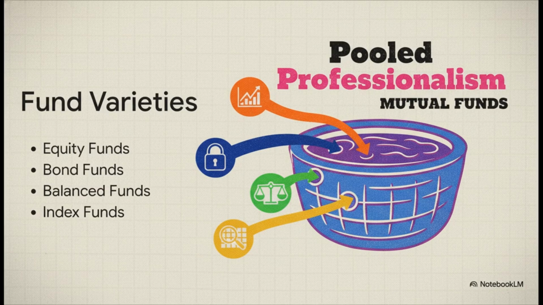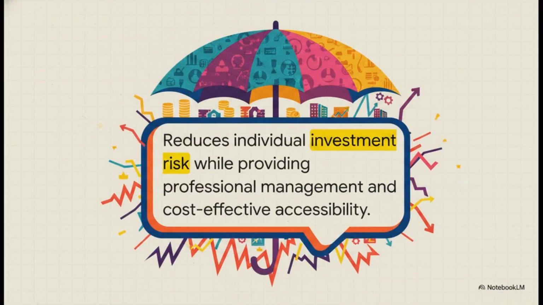She could choose equity funds for higher returns, bond funds for stability, balanced funds for a nice mix of both, money market funds for low-risk liquidity, or index funds. Index funds just passively track a major market index like the S&P 500, which means much, much lower management costs for her. The mutual fund edge is honestly undeniable.